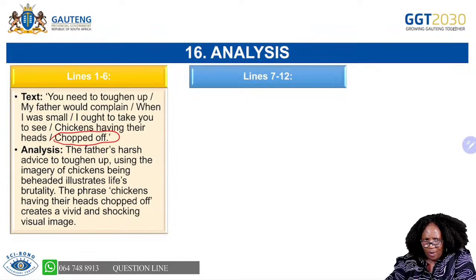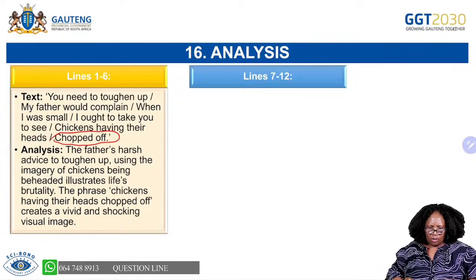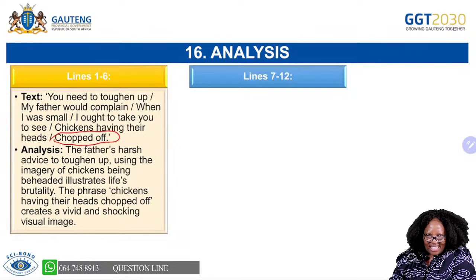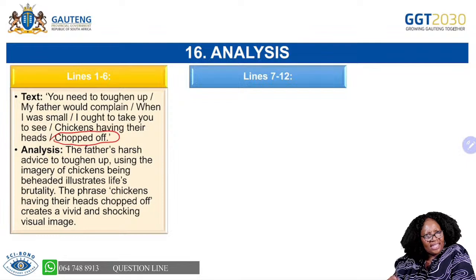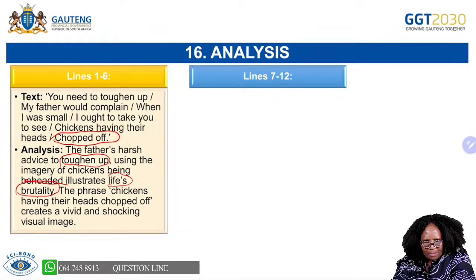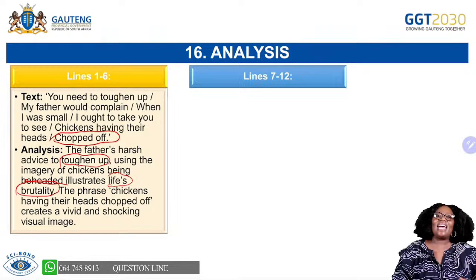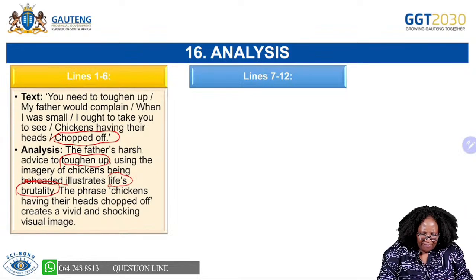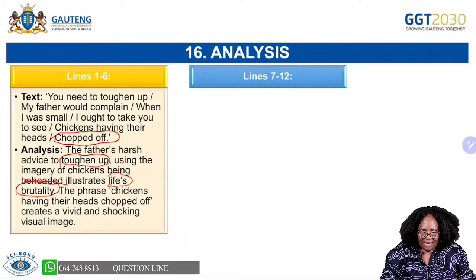Can you see the knife going onto the chicken's head? The blood splintering on the chicken. Gory images there. The father's harsh advice to toughen up would always tell the little girl to do what? To toughen up, to be strong. There is an imagery of chickens being beheaded. It illustrates that life is not a fairy tale, but there is a form of brutality. The chickens having their heads chopped off creates a vivid and shocking visual image.